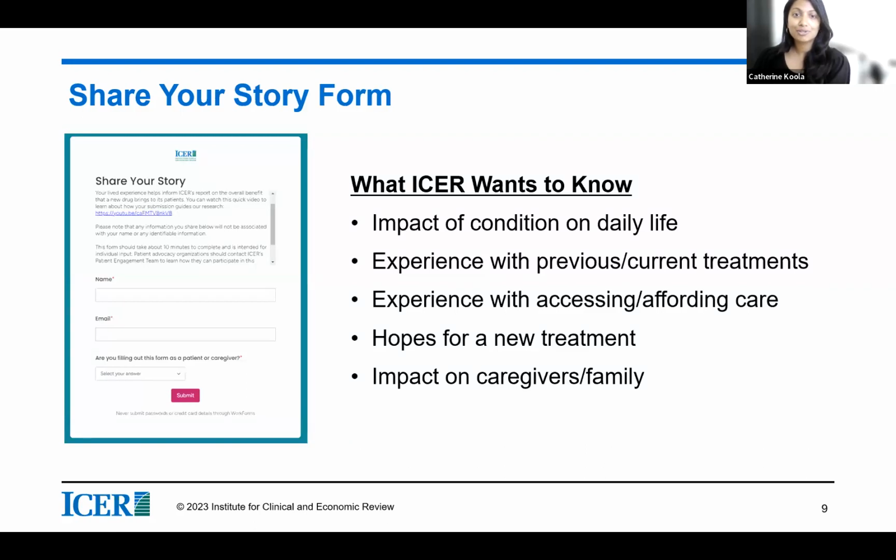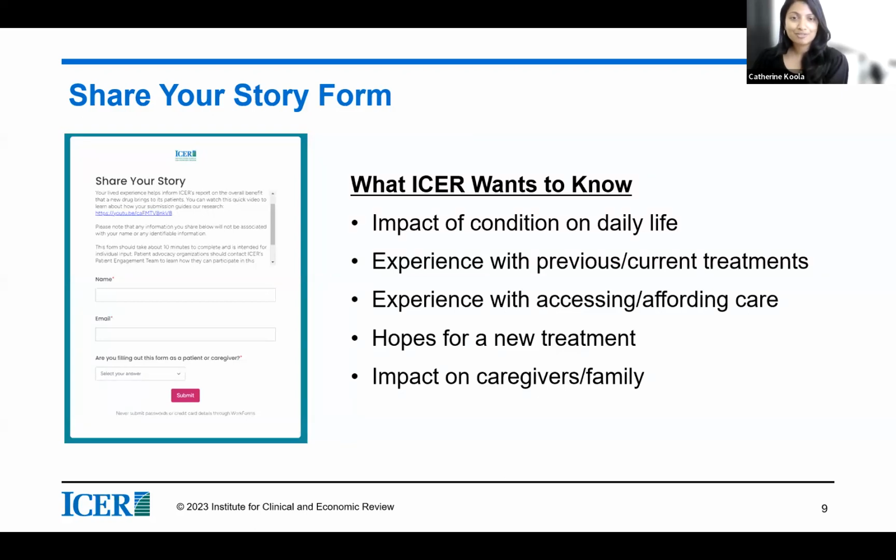So things such as, what is the impact of the condition on daily life? What is the experience with treatments, experience with accessing or affording care, hopes for a new treatment, and the impact on family and caregivers. All submissions to this form are anonymously incorporated into our assessment. However, there is an option at the end of the form to opt in for the ICER team to reach out via email if you're open to a call with our team. And this new form is meant to be disease agnostic across all of our reviews and serve as an additional form of written input for those who are unable to join us on a scoping call.